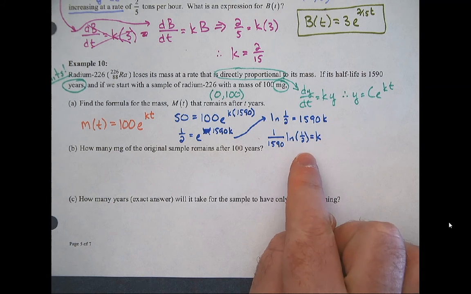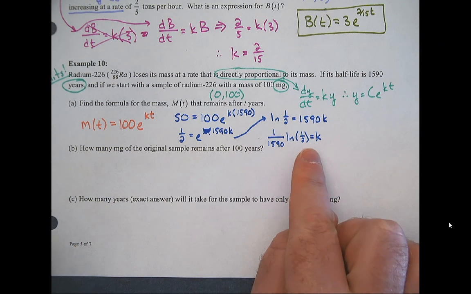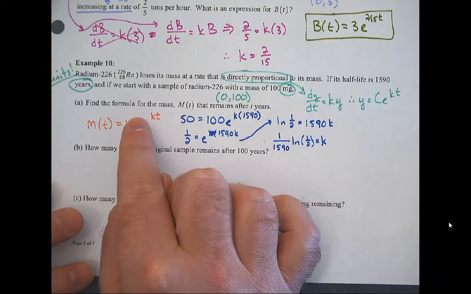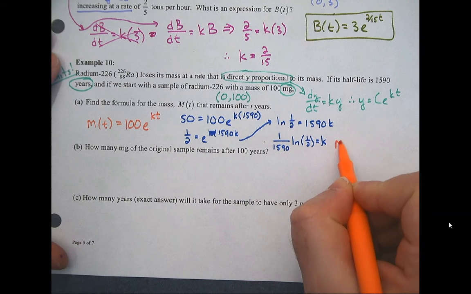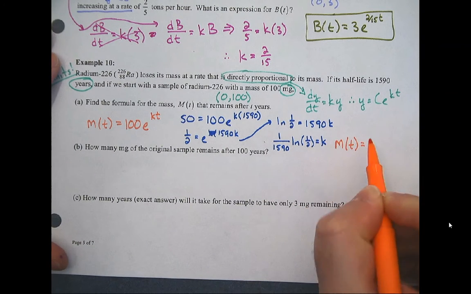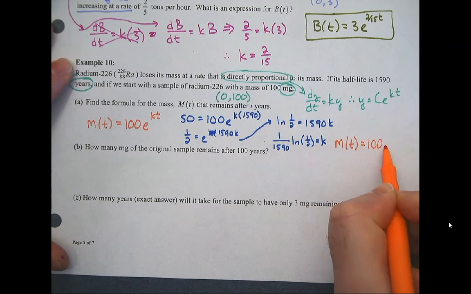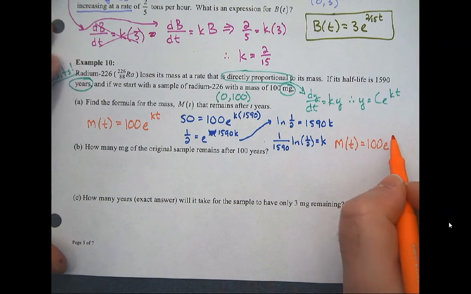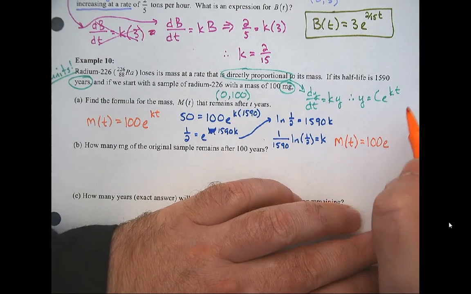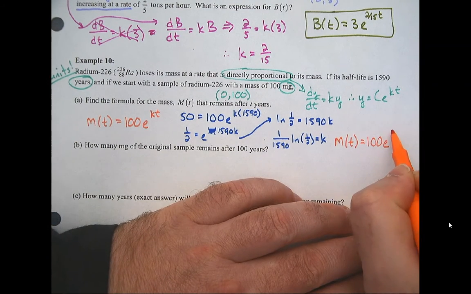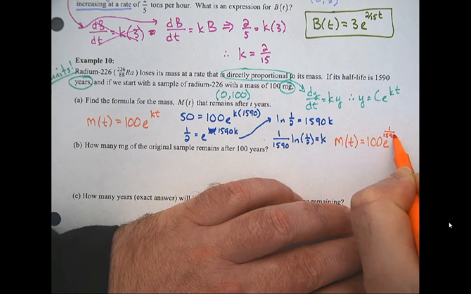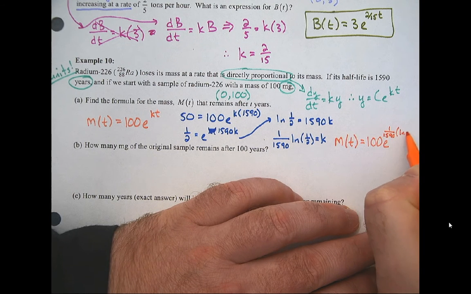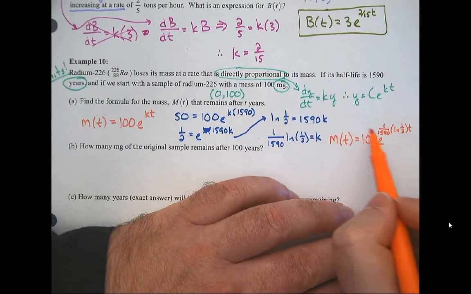Notice I'm not boxing in that because that's not the answer, it's finding the k value. I'm going to now take that and plug it in. I'm trying to come up with an equation for m of t. So m of t would be equal to 100 e to the, our k is, oh my goodness, I got to squeeze this in there. 1 over 1590 times the natural log of 1/2 times t. Oh boy.